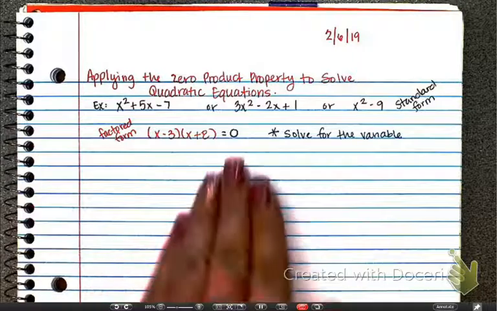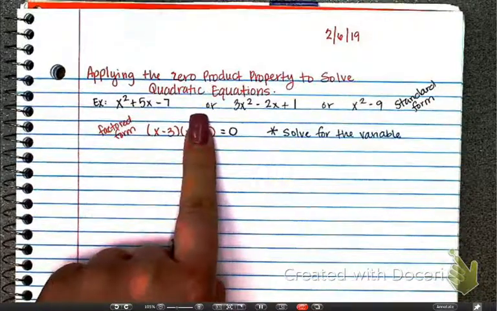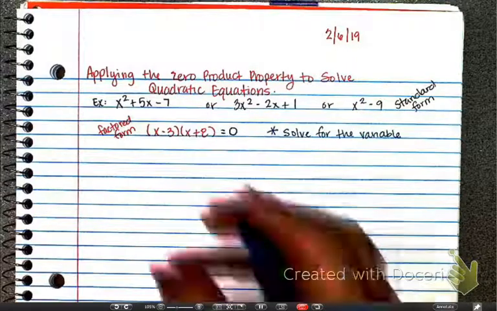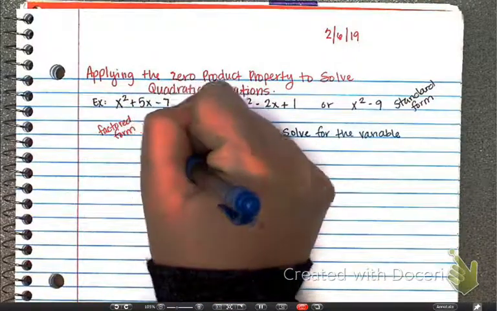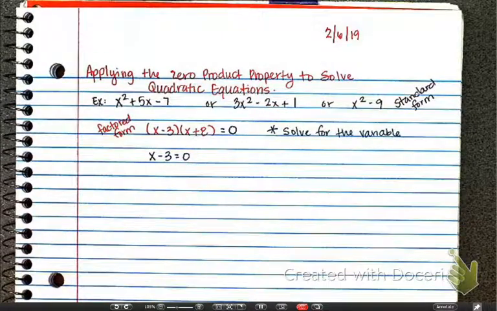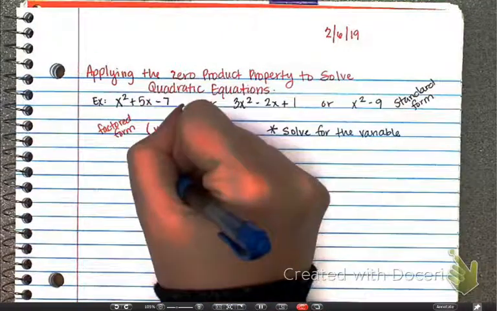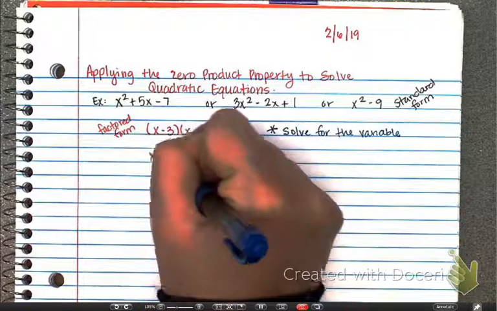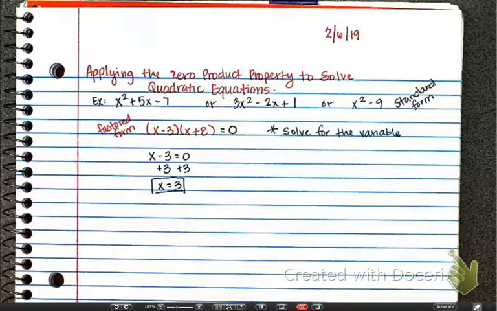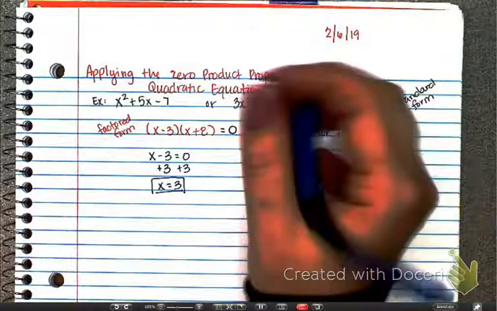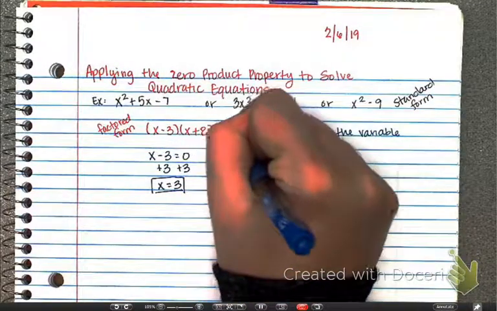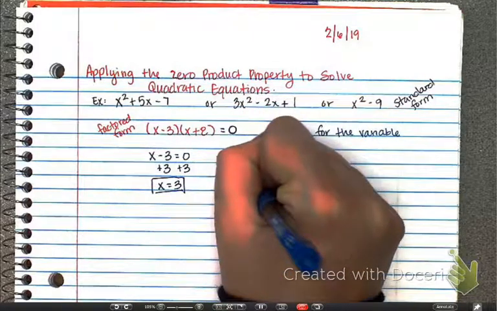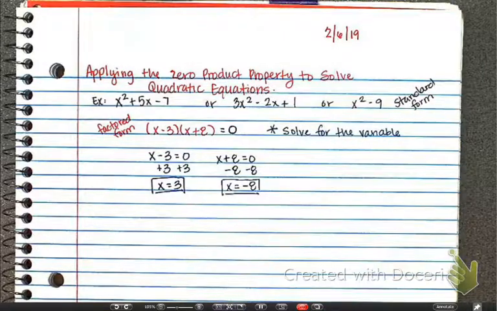Now, if I ignored this x plus 8, could you solve x minus 3 equals 0? I'm hoping that you're saying yes. I can rewrite this as x minus 3 equals 0, and I can solve for x. So to get x by itself, I would add 3 to both sides, where x equals 3. And I can do the same thing here for x plus 8. I can set x plus 8 equal to 0 and solve where x equals negative 8.